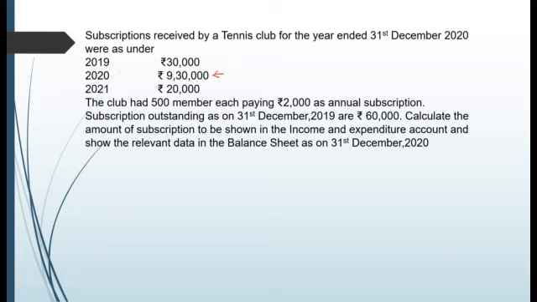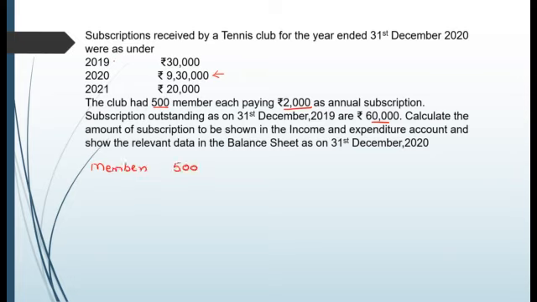Then they have given the information that the club had 500 members, each paying 2,000 as annual subscription. So per year, each member pays 2,000 rupees and there are 500 members. Further, there's a subscription outstanding as on 31st December 2019. That is at the beginning of the current year or end of the previous year was 60,000. They ask us to calculate the amount of subscription to be shown in the income and expenditure account and show the relevant data in balance sheet as on 31st December 2020. So, when such information is given, it is very simple. How many members are there?